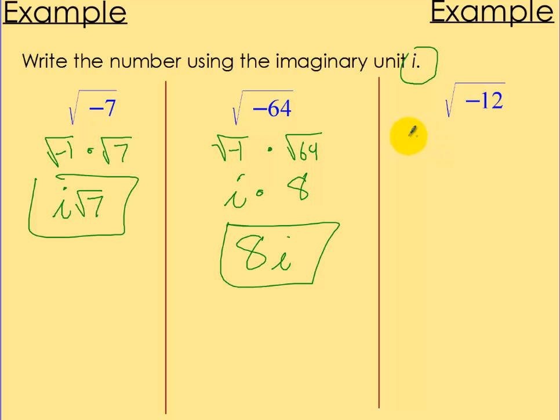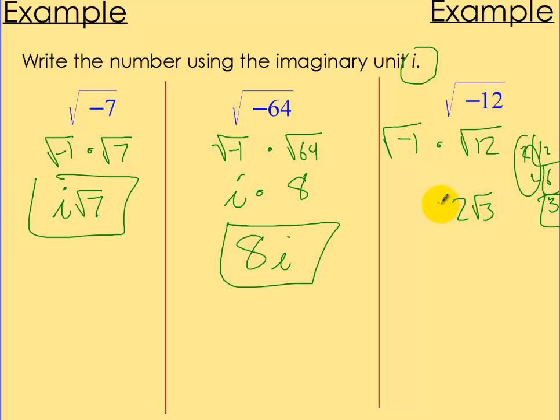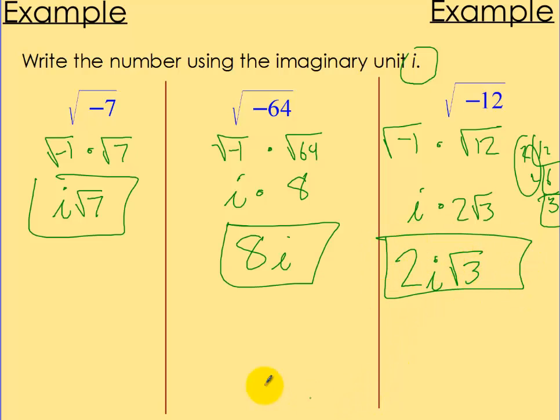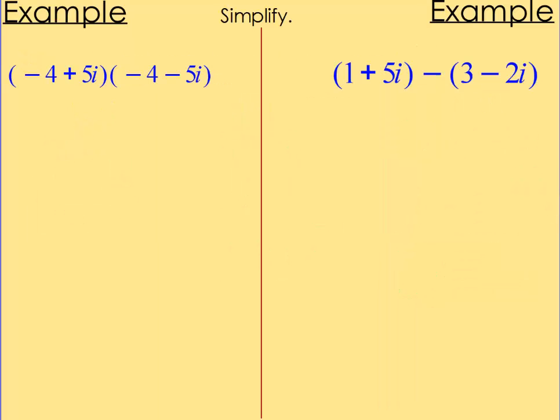The last one, square root of negative 1 times square root of 12. Well, square root of 12 breaks down. Just see 2, 6, 2, and 3. Pair of 2's and a lone 3. Square root of 12 is going to be 2 square root of 3, times i. In the right order to put that in, you put the number first, then the i, then the square root. That's the best looking way to do it. All right, more examples. Pause the video.